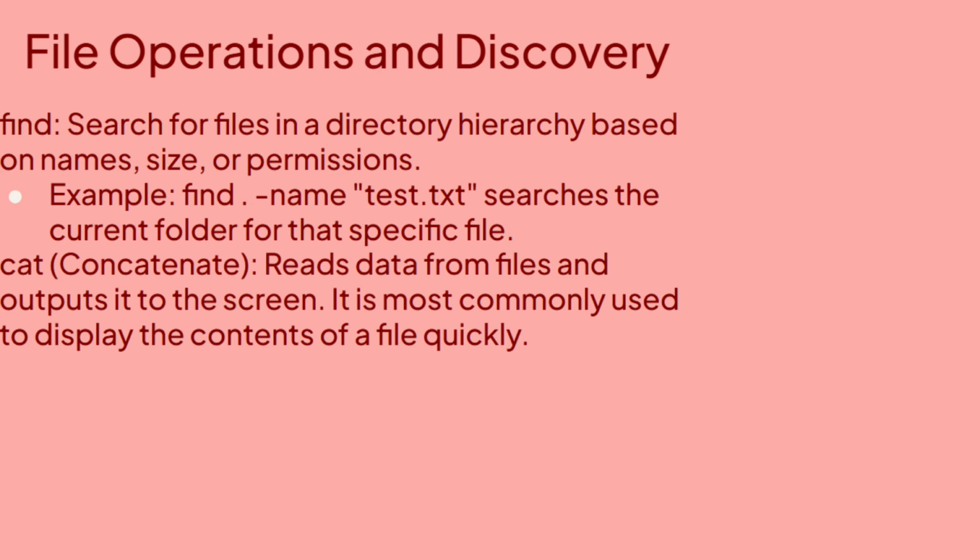The first command we have is find. This searches for files in a directory hierarchy based on names, size, or permissions. An example that I listed on my slide for this is find . -name, and then the name of the file will be test.txt for a text file. This searches the current folder for that specific file. And then we have cat for concatenate, which reads data from files and outputs it to the screen. It is most commonly used to display the contents of a file quickly.